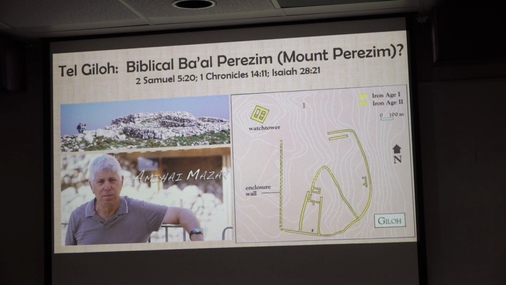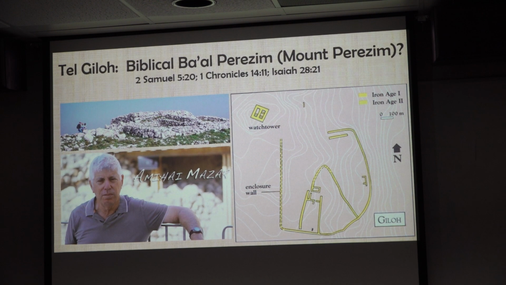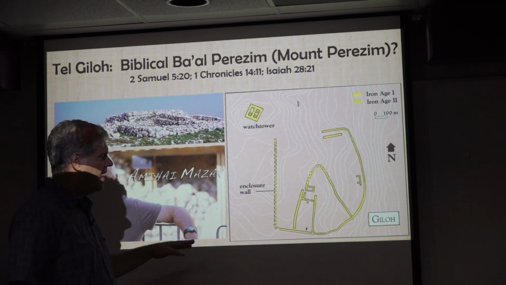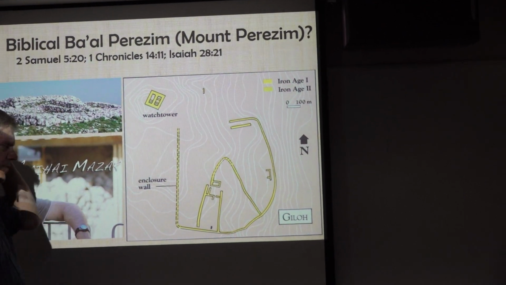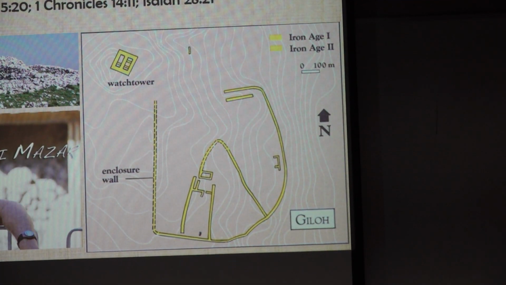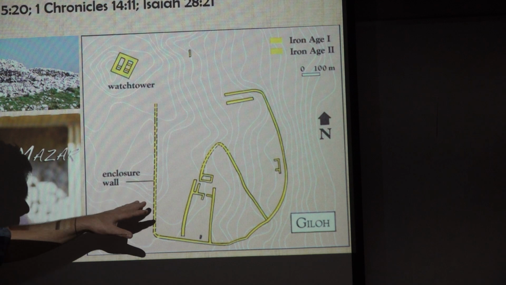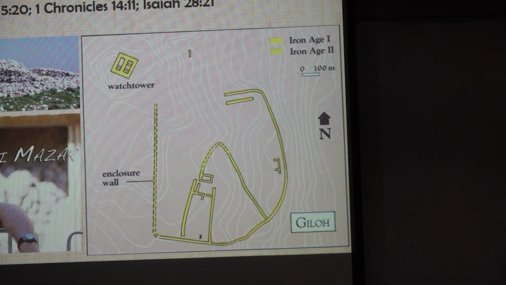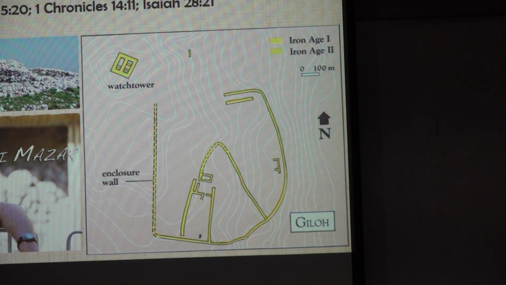Now, why was David so successful there? Well, there was a site discovered shortly after the Six-Day War overlooking the Rephaim Valley to the south. And it was a very rustic, poorly preserved Iron One Israelite settlement site that they named Gilo.